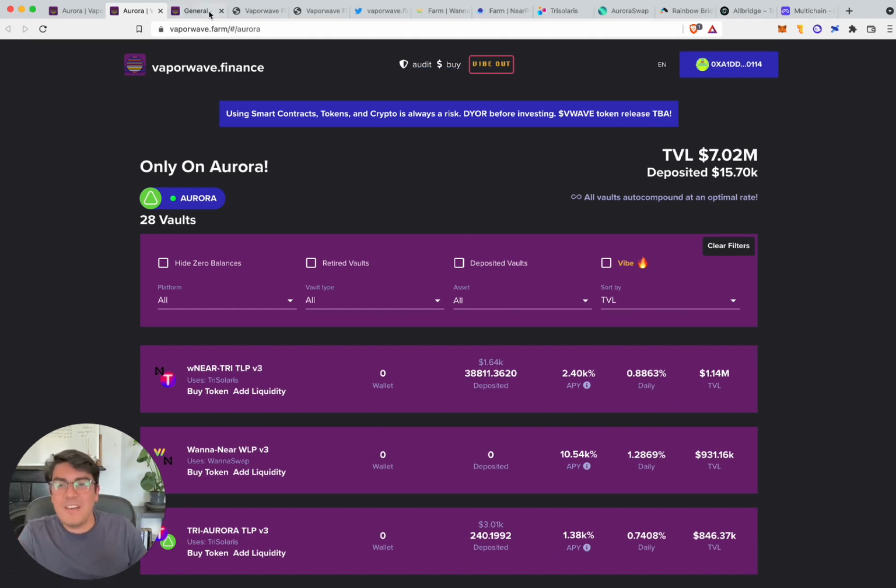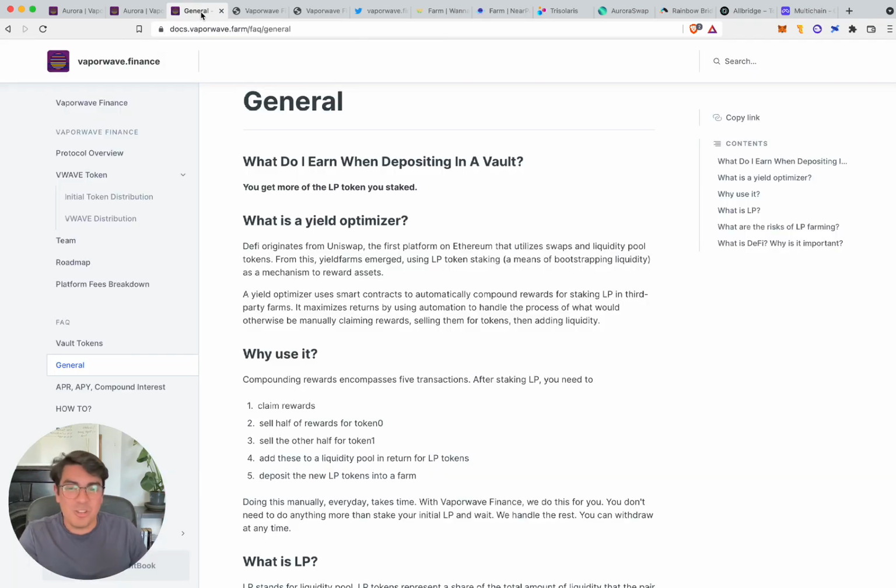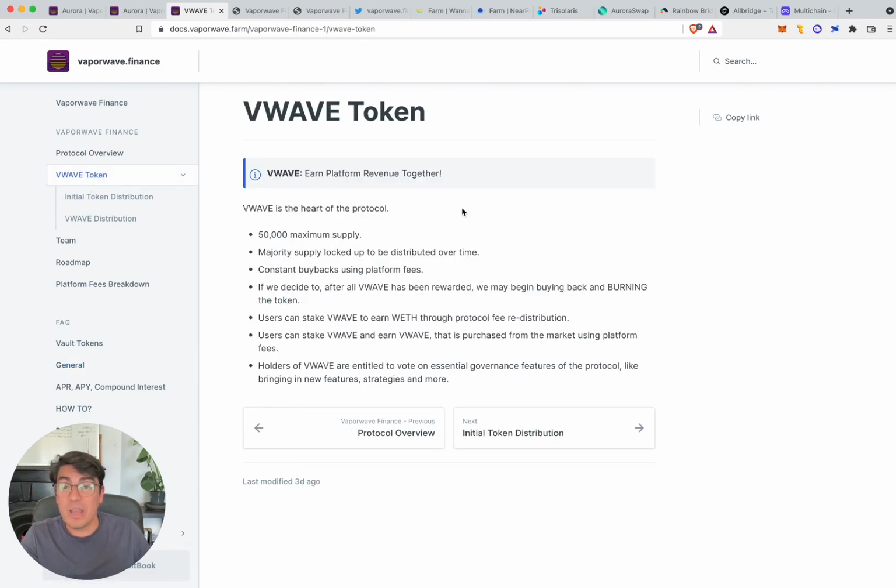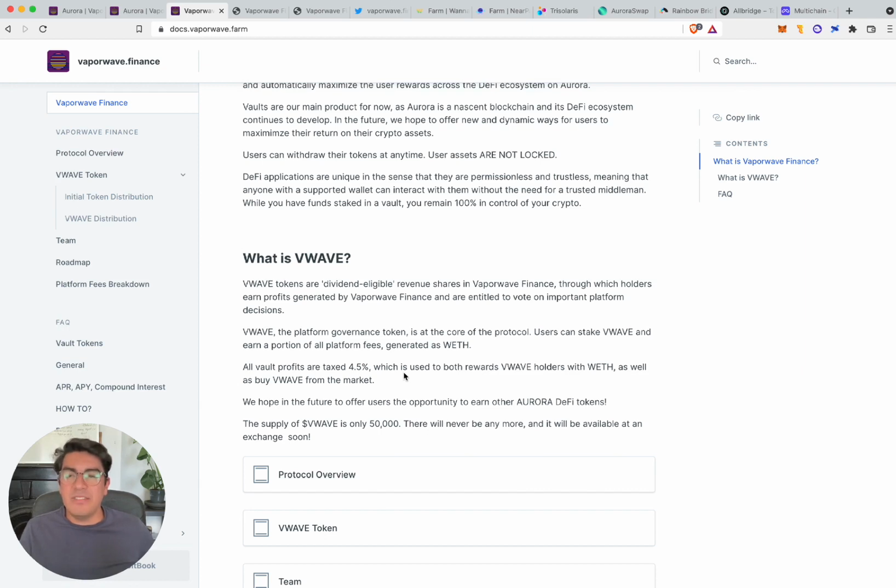Now, we found something amazing in the documentation, which I'm going to share with you. On the documentation, there is a special section for the VWAVE token. It has a very similar structure to revenue sharing tokens from other ecosystems. There will be a vault where you receive a percentage of the fees from the platform. One of the only things that would strike me is that they've got a very limited supply of only 50,000. And if you're wondering just how much money this platform can generate in revenue, the documentation also tells us that all vault profits are taxed 4.5%.